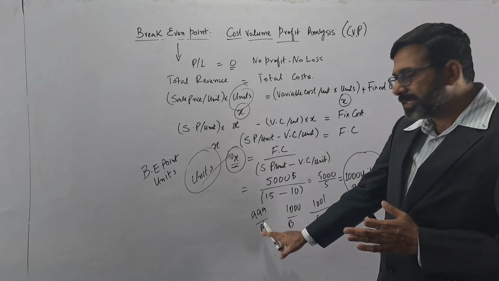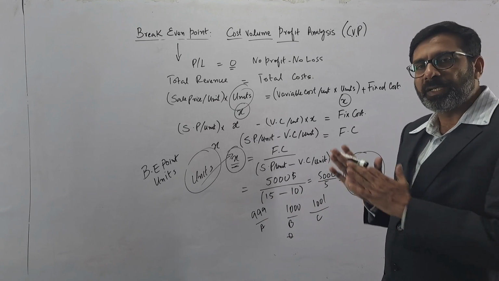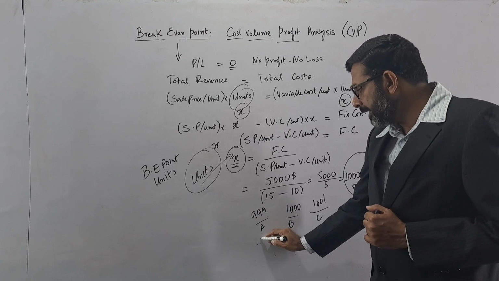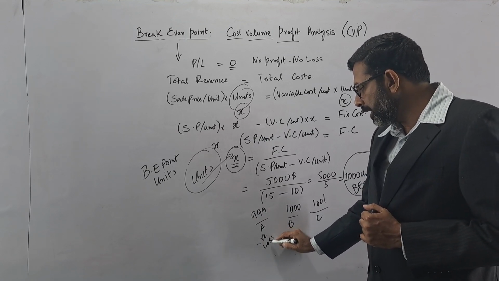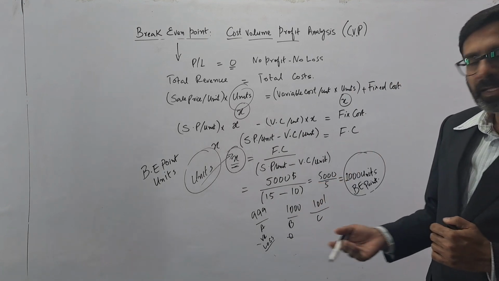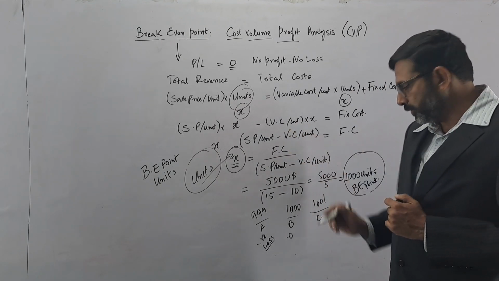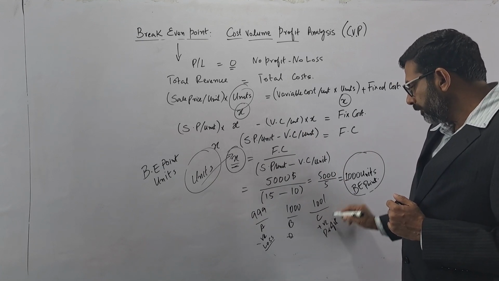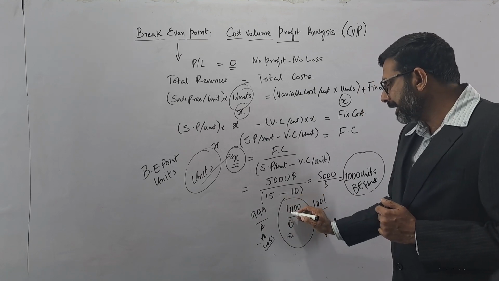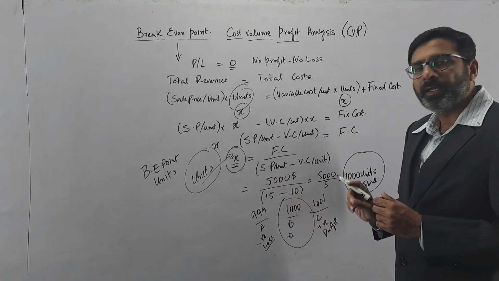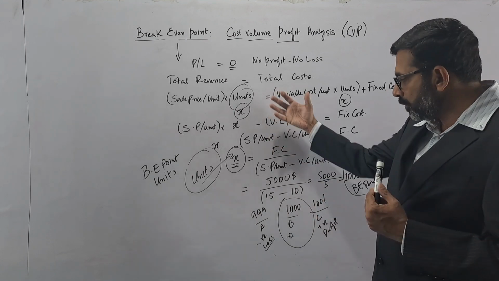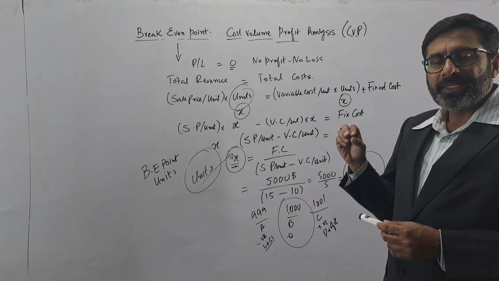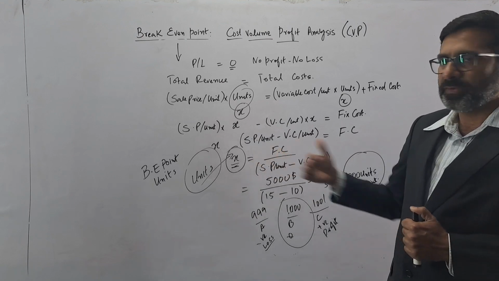But if they are selling 999 units, meaning even one unit less than 1,000 units, the company has a negative balance, meaning the company will be in a loss. And if they are selling even one extra unit, the answer will be positive, meaning the company will be in profit. But exactly at 1,000 units, the company will be in a no profit, no loss situation. This is how we calculate the break-even point. These are the number of units at the break-even point. So this is a very simple way of calculating the break-even point.